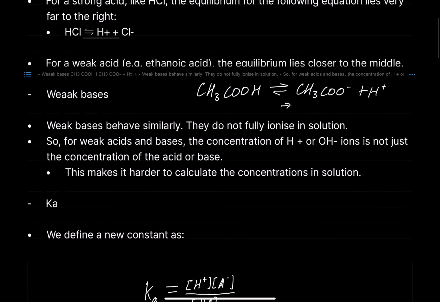So for weak acids and bases, the concentration of H plus or the concentration of hydroxide ions isn't just the concentration of the acid or base. We can't assume that the concentration of our weak base or weak acid is the same as the concentration of H plus or OH minus in solution. And therefore, this makes it a bit harder to calculate the concentration in solution, right?